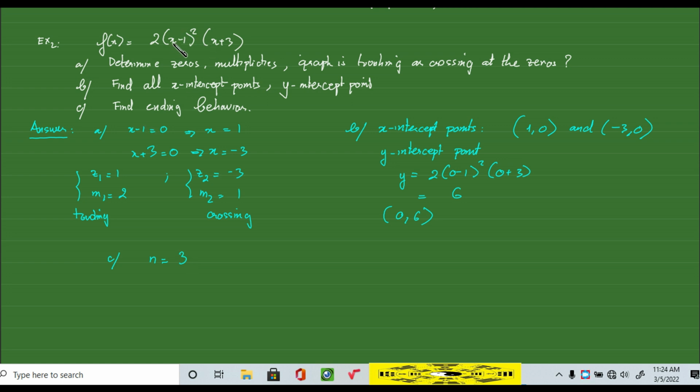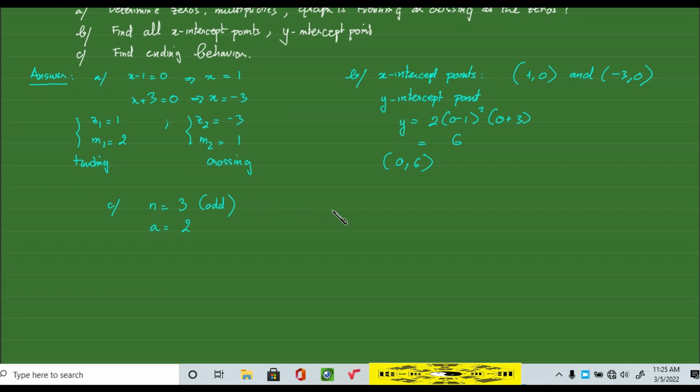How about when you distribute it? You distribute the a; the leading coefficient attached to the highest degree term is also 2 over here. So the leading coefficient in this case is also 2. So a is positive, n is odd, right? N is odd. So what are we going to have? We're going to have something like this, right?